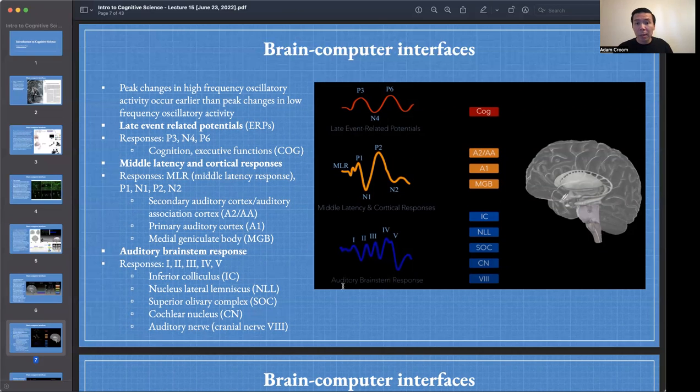And here we can see that, right? We're going to have lower level processing here at the level of auditory brainstem response. We'll have higher processing here, middle latency and cortical responses, and then even higher levels of processing here with late ERPs, or late event related potentials. Okay. So we see at the lowest level, in terms of bottom up processing, here are the stages from the bottom to the top.